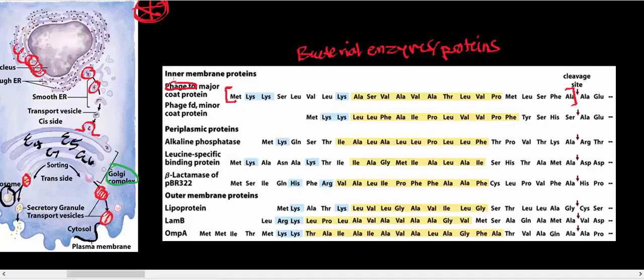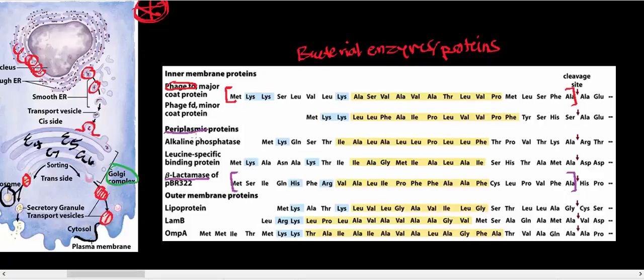This is phage FD. This protein is guided into the inner membrane through this sequence. So this sequence that I bracketed in red guides phage FD, major coat protein, into the inner membrane. Another example, a very important thing, this is beta-lactamase, a really important enzyme that you would get to in the context of an immune system class. So this sequence right here, from methionine over to alanine, guides this particular protein into the periplasm.